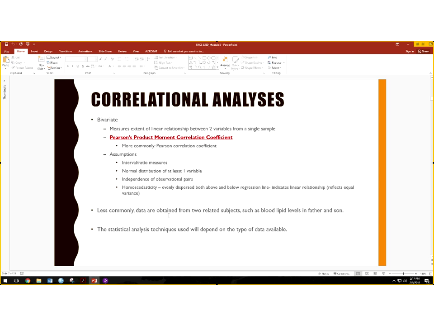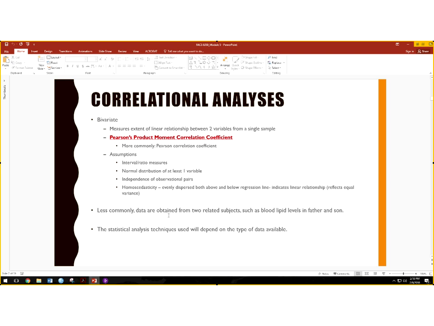You have to have normal distribution of at least one variable. You have to have independence of observational pairs so that one doesn't rely on the other, because if you have one that relies on the other, then obviously they're going to be related because they rely on each other. And then you have to have homoscedasticity, which is where you have a linear relationship where there's enough data dispersed above and below the regression line to give you equal variance, so that you're not looking at invariant data. So the analysis techniques that we can use are always based on the data that we have available.